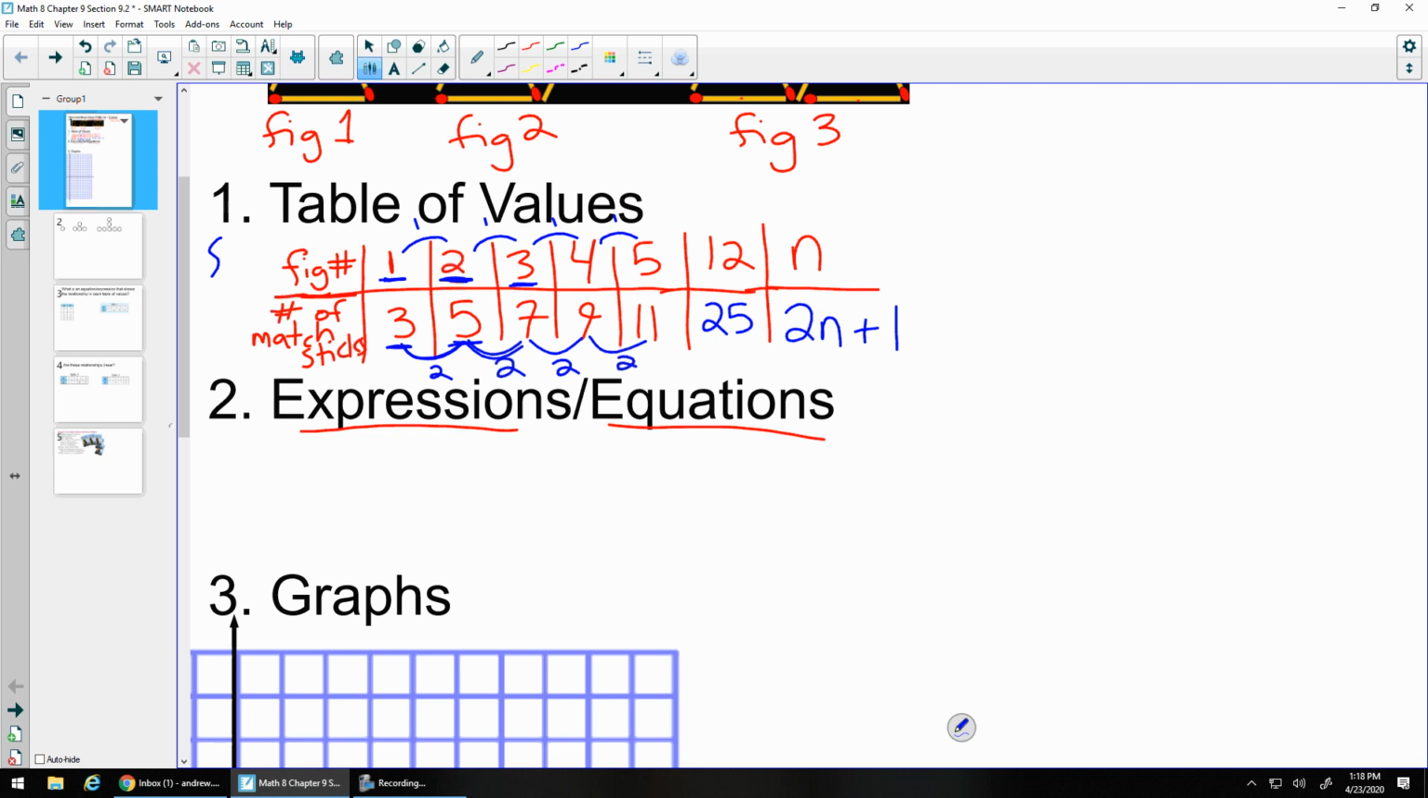The other way to figure out what you're adding or subtracting is to actually go backwards in your pattern to get to figure 0. And if I go backwards from 3 down by 2, I get 1, positive 1. And so I'm adding 1 at the end because it's positive 1. Okay, and so our expression that shows this, the number of matchsticks in terms of the figure number, would be 2n plus 1.